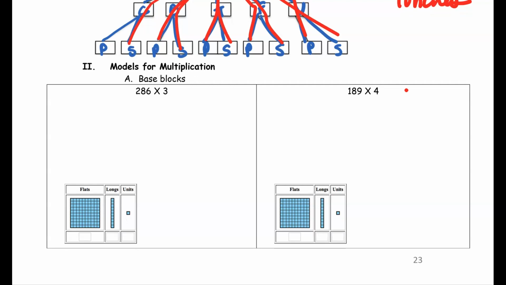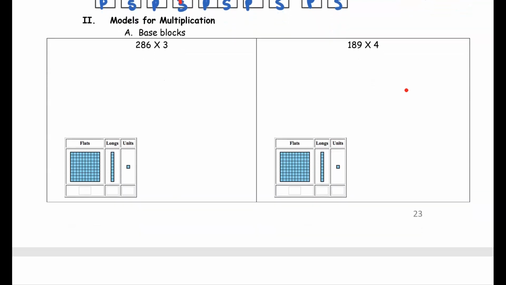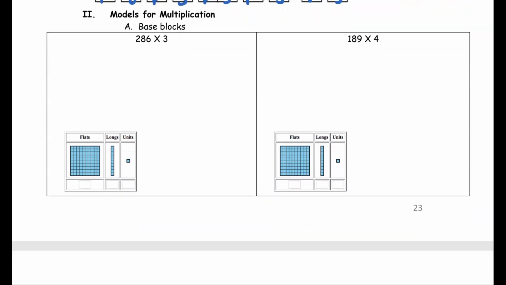So next, we're going to use our base 10 blocks. So we've been using them quite a bit. We're going to continue to use them through multiplication and division and beyond. So let's just recap here. So we've got flats, which are worth 100 because we're doing base 10 here, not different bases. Longs are worth 10. And then units are worth 1.